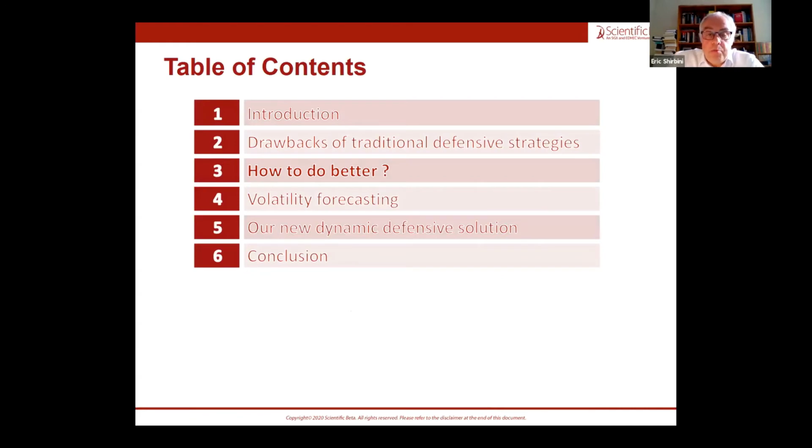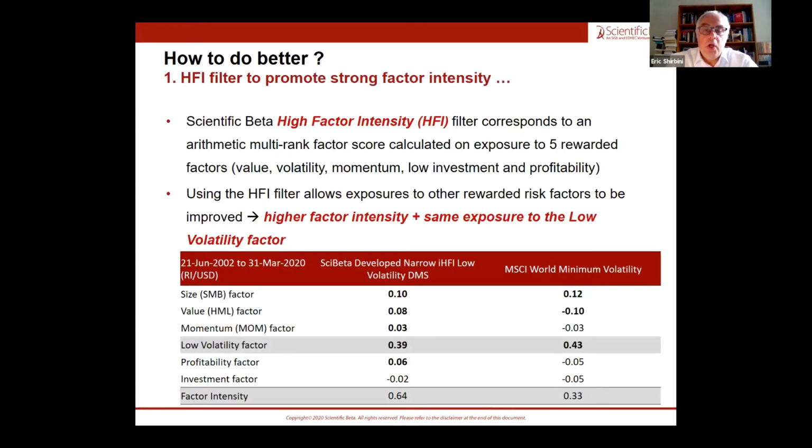Okay, so those are the 5 main drawbacks of existing defensive equity strategies. So let's look at each one of those and look at how we can improve through the construction process and through explicit risk controls, how we can improve each one of these 5 different elements. So turning first to the fact that defensive equity strategies tend to have a negative exposure to other well-rewarded factors. So we can see in the table here at the bottom of this slide, on the right-hand side, the MSCI minimum volatility index. Yes, it has a good, strong positive exposure to the low volatility factor.